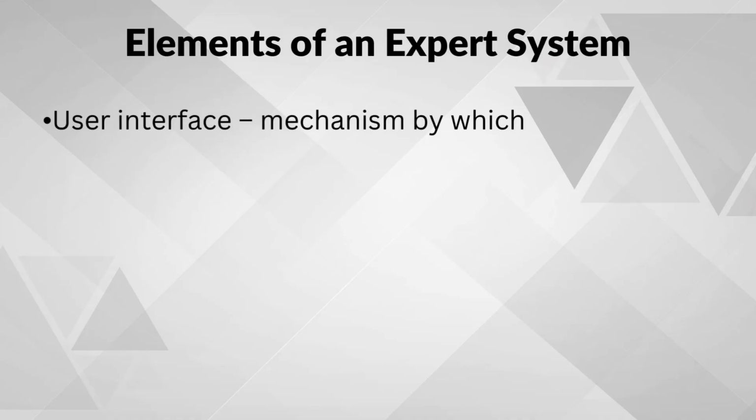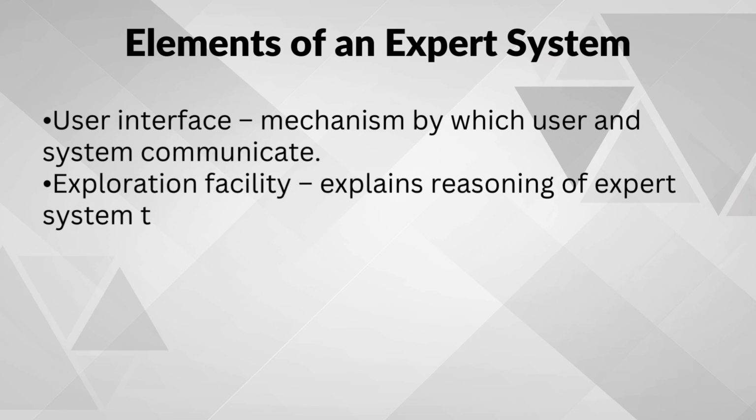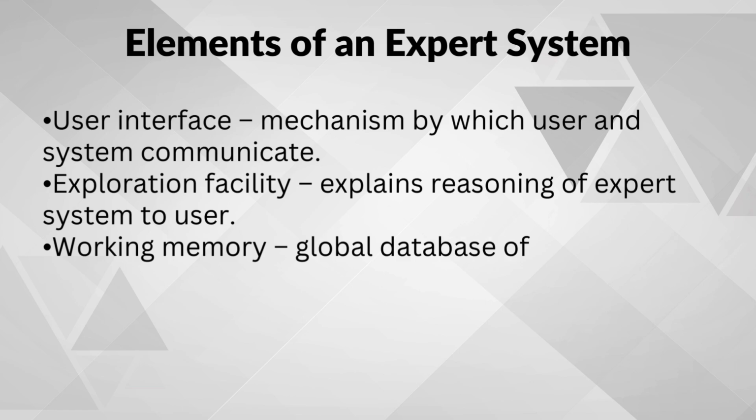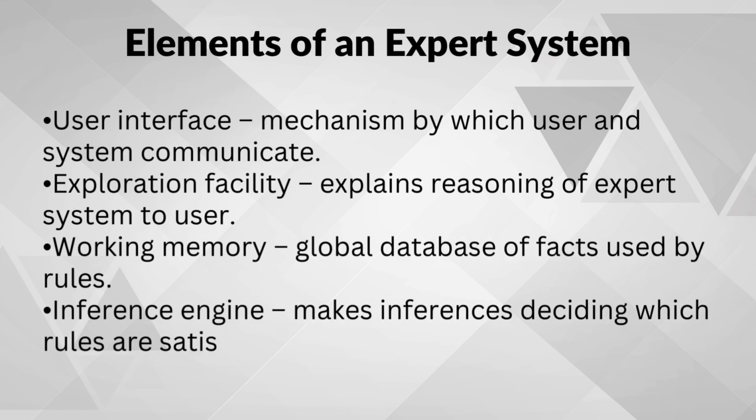Elements of an expert system. User interface, the mechanism by which user and system communicate. Explanation facility, explains the reasoning of the expert system to the user. Working memory, a global database of facts used by rules. Inference engine, makes inferences by deciding which rules are satisfied and prioritizing them.